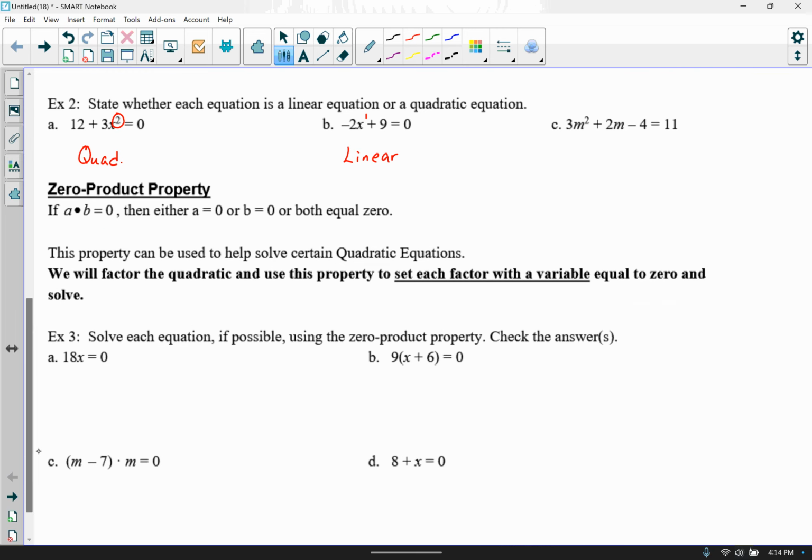Let's move on down to the zero product property, because this is what's going to allow us to solve quadratic functions by utilizing this property.